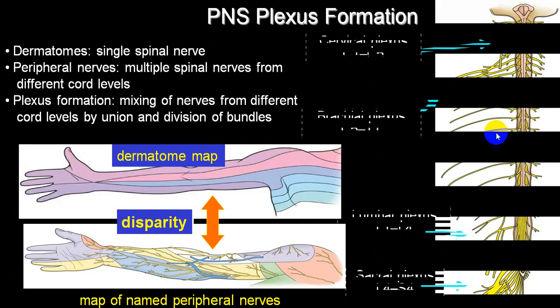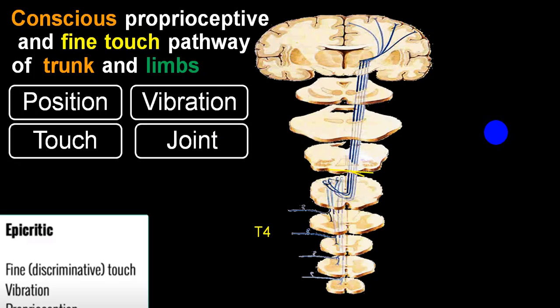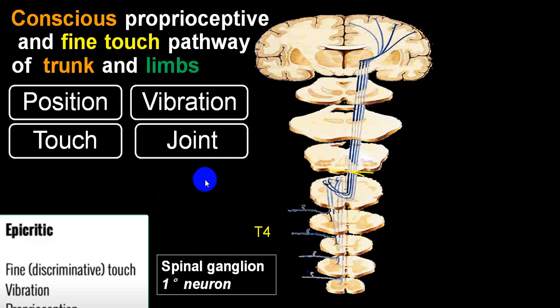This is the peripheral nervous system. We are not going to talk regarding that. These are ascending tracts. This is what we call conscious proprioception and fine touch, trunk and limb. That is position, vibration, touch and joint sensation. So this is the posterior column. And you can see this is how the posterior column will ascend.